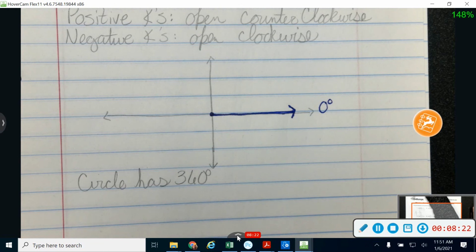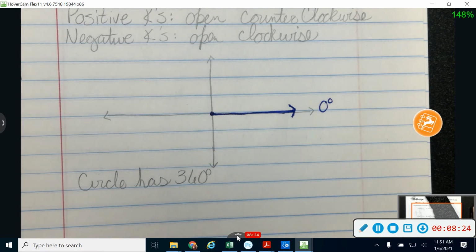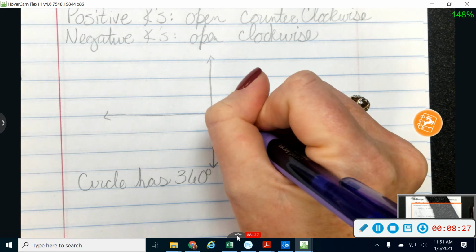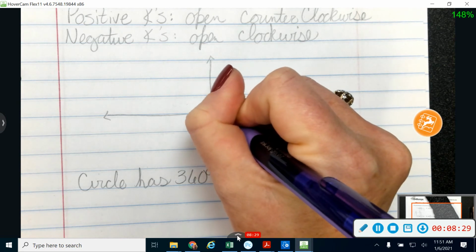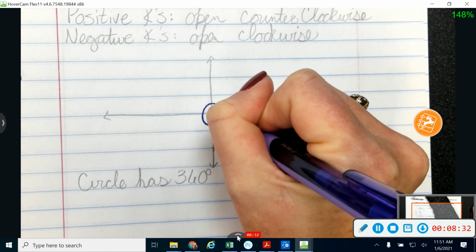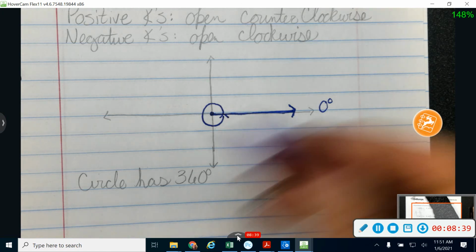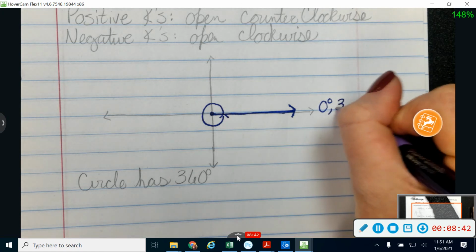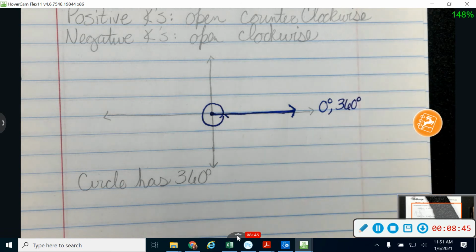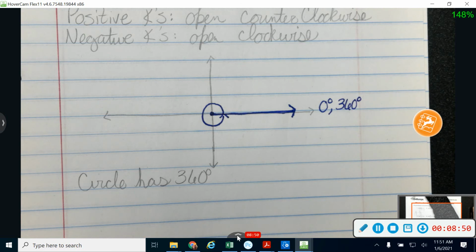Let's go with this circle idea for just a minute. I'm going to open counterclockwise. I'm going to go all the way around and make a complete circle, and my angle is going to end up right back in the same place. I can call that also a 360-degree angle. Do you see how they look exactly the same? So 0 and 360 are really the same angle, the same terminal side, I should say.